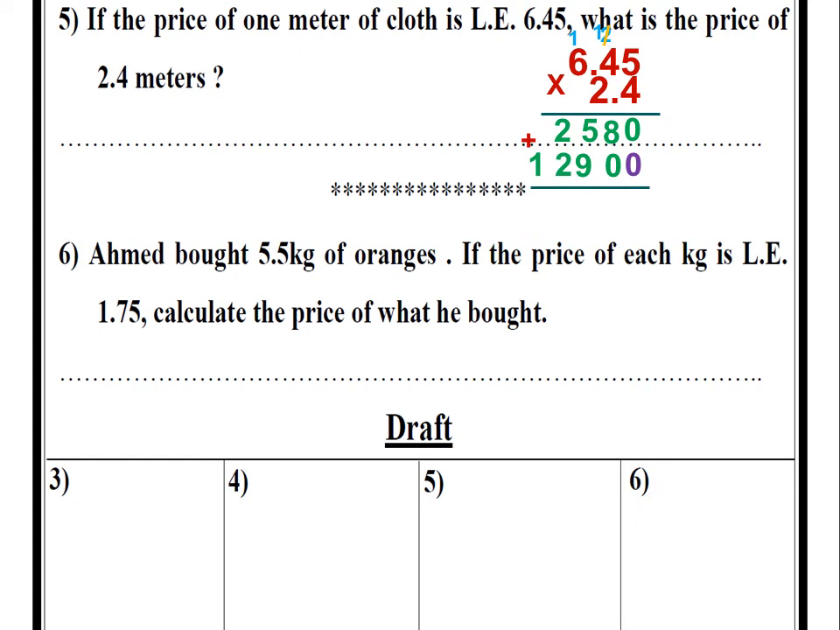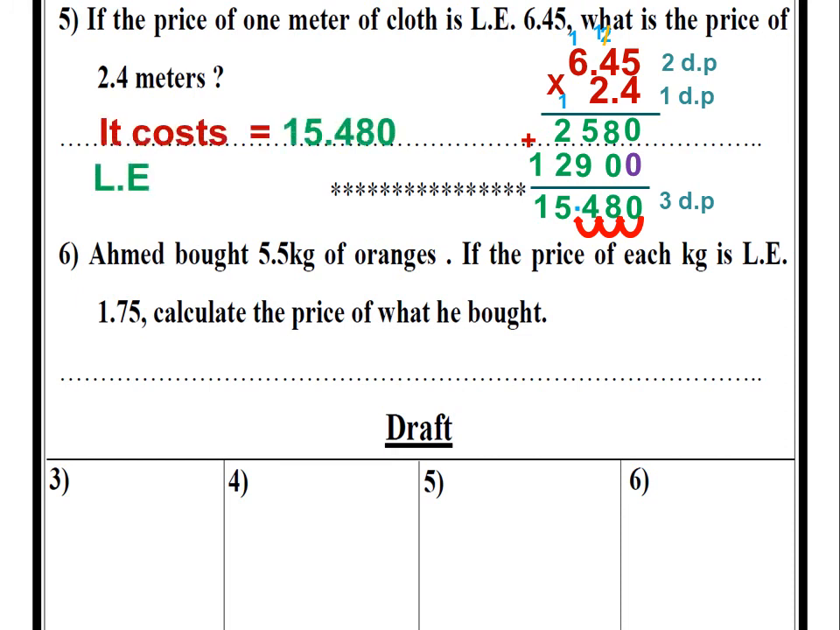Addition, 0 plus 0, 0. 0 plus 8, 8. 5 plus 9, 14, carry up 1. 2 plus 2, which is 4, plus 1, which is 5. And finally put down my 1. I have 2 decimal places and 1 decimal place, so my answer has 3 decimal places. Moving 3 steps, so here is the decimal point, and my final answer is going to be 15.480.